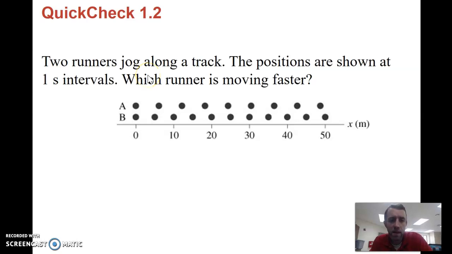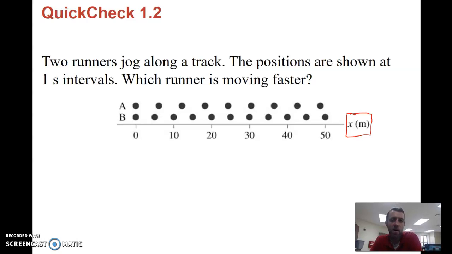Here's something we call a dot diagram, just another way to kind of do the same thing. Two runners jog along a track. The positions are shown at 1 second intervals. Which runner is moving faster? And of course, really the only difference here is that you have this kind of on a number line. And so X just represents the fact that it's a horizontal number line, and M is meters, right? So a unit, so 0 to 50 meters.